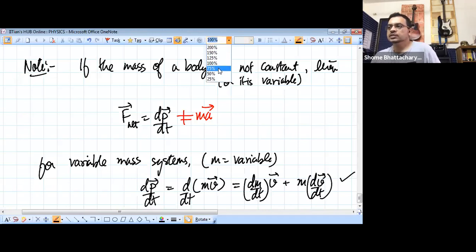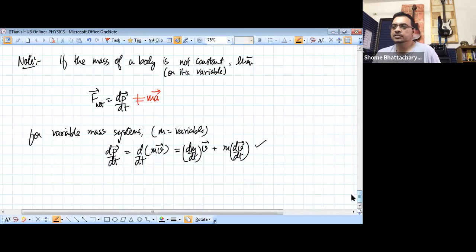Okay, so we will come to variable mass system in a different chapter, but just as a fact of general knowledge, you should know that whenever we are dealing with a body whose mass is not constant but is variable, then we cannot use this equation that F is equal to ma. Instead, we make use of this equation. We will study this in a later chapter, in the chapter system of particles.